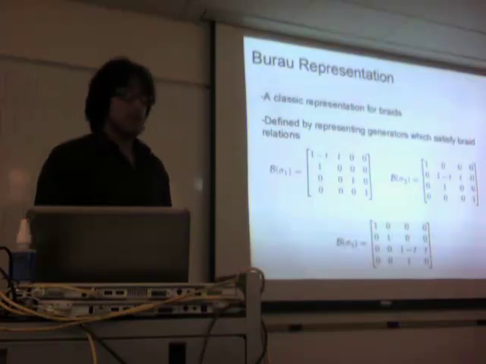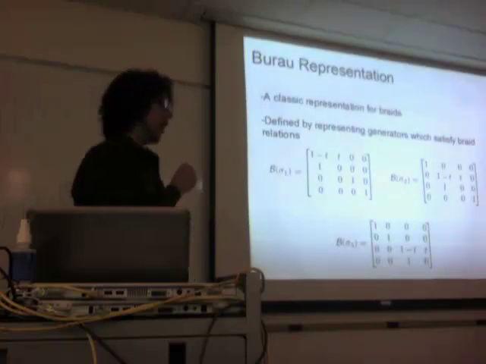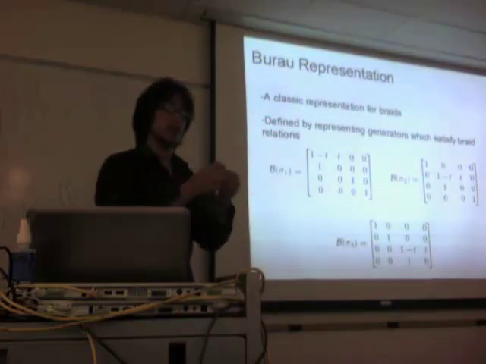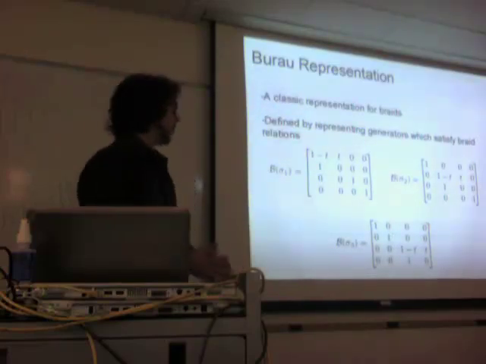Now the Burau representation. The Burau representation is the classic representation on braids. How it's defined is simply: we know what the generators of the braid group are. Generators, as a reminder, are things that when you multiply them together, you can get everything. So everything can be decomposed into a product of generators and their inverses.